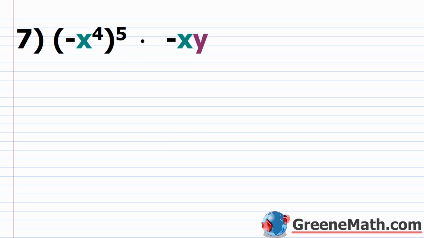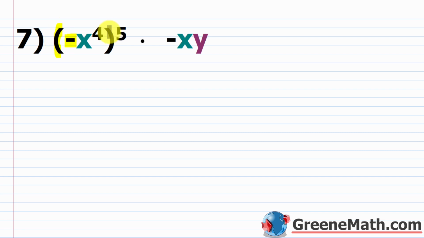Okay, let's look at problem number 7. So here we have the negative of x to the 4th power raised to the 5th power, and then times the negative of xy. So this one's actually a little bit tricky to make sure that the sign is correct. This is really going to stop a lot of people from getting the right answer.